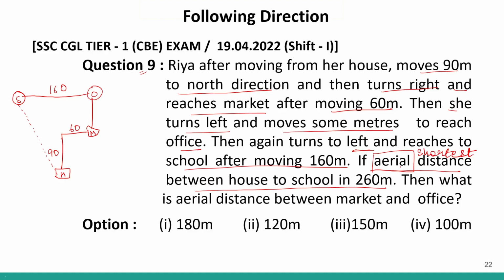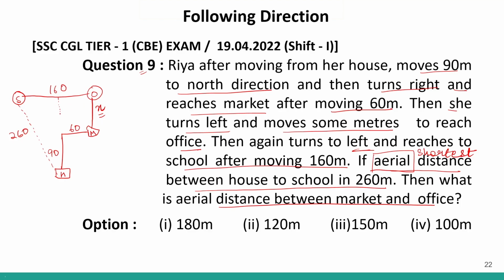Now, if the aerial distance between the house and the school is 260 meters, this is given to us. We have to find out the aerial distance between the market and the office. The aerial distance will be the straight line distance, which is this. Let us say this is x. Now we have to find the value of x in this question. Okay, now let us solve.